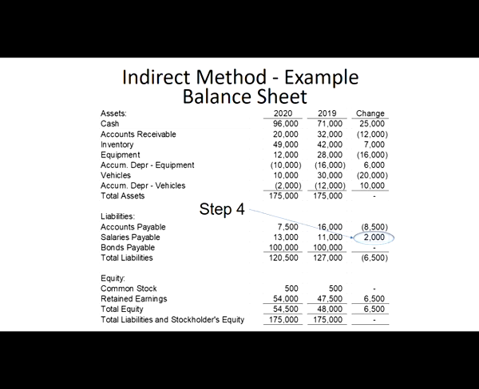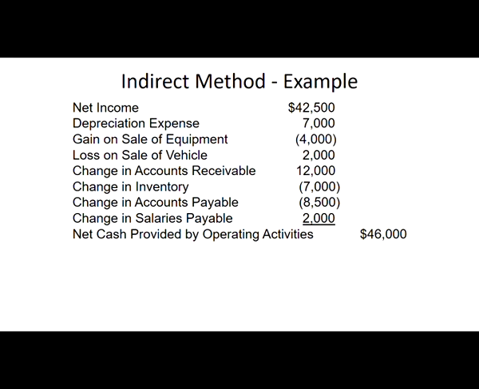Salaries payable went up $2,000. Again, salaries payable is not an asset. And so we're going to add it just like it says. Boom. There is our operating activities section of our cash flow statement using the indirect method. Once you know how to do the 4 steps and do it a couple times, it's really pretty easy to manage, in my opinion and in my experience with students. So here we have net cash provided by operating activities, $46,000.